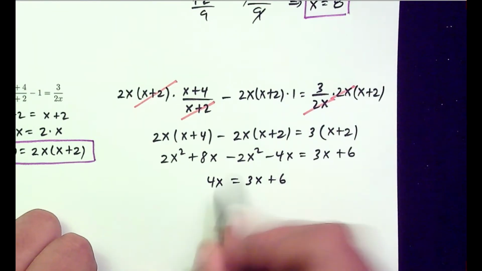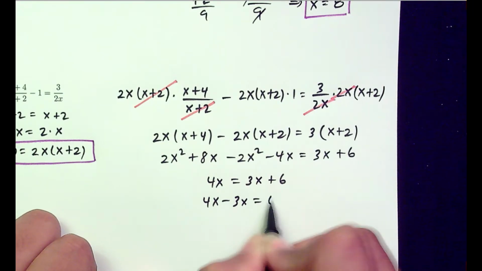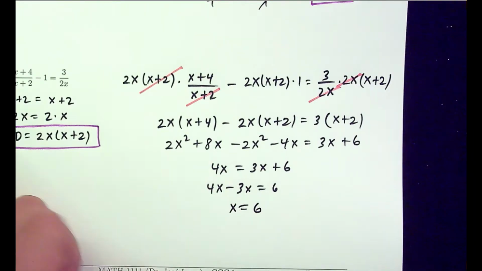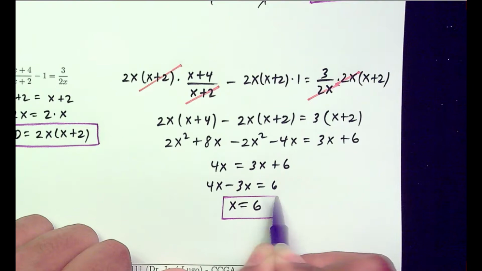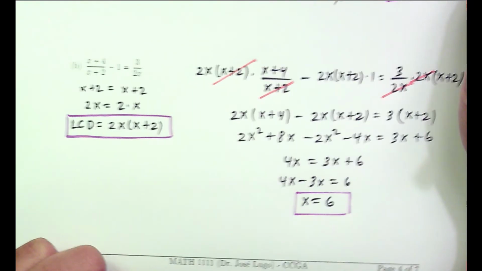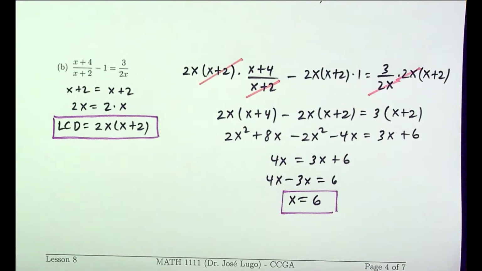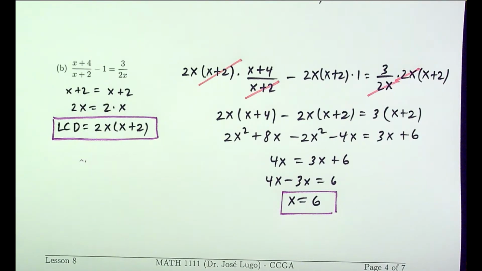Move the 3x to the left. So you're going to have 4x minus 3x equals 6, and that gives you x equals 6. Okay? Once you find x, you have to make sure that it doesn't make any of the fractions have a 0 on bottom when you plug it in.